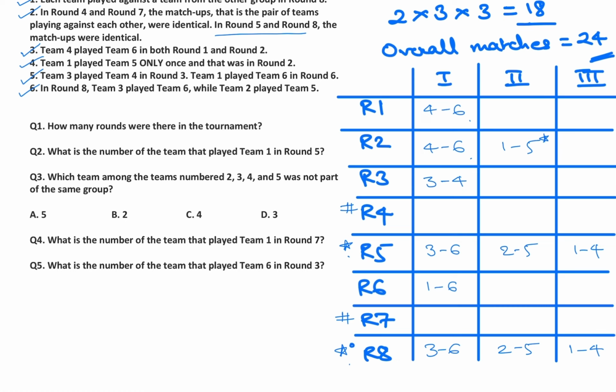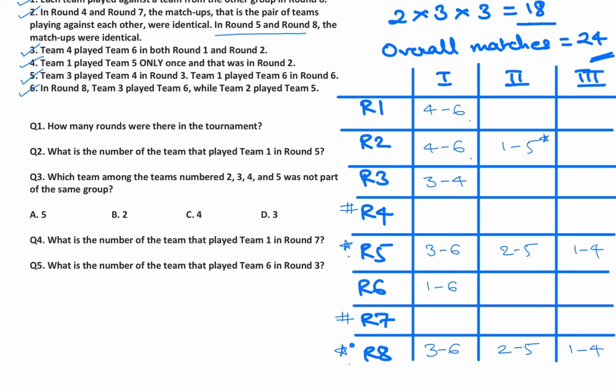3 and 6 goes. 2 and 5 have played both of their games. 2, 5 goes. 1 and 4 have played both of their games. 4, 1 goes from here. Okay, this is done. 1 and 6. 1 and 6 have played their one game, so this is also done. So these are the other data points that I have to plot.